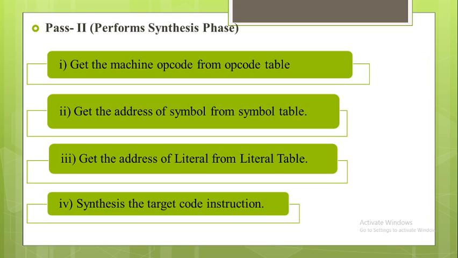Now we will see the tasks performed by pass 2. It performs the synthesis phase. In the first step, it will get the machine opcode from the opcode table. Then it will get the address of symbol from the symbol table. Then it gets the address of literal from the literal table, and at the last it will synthesize, or construct, the target code instruction.